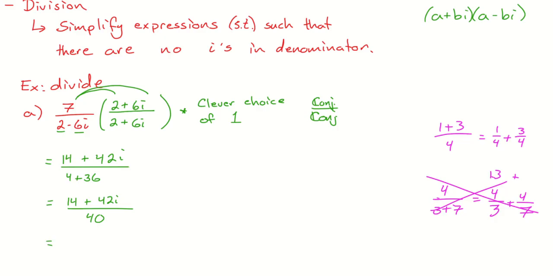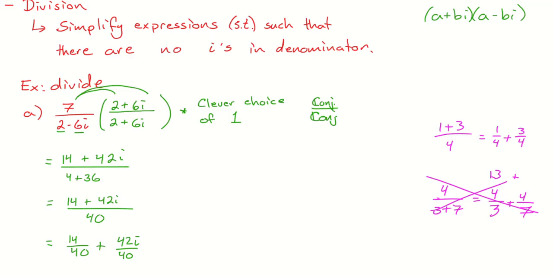Help me split this up then. 14 over 40, there's my real part, my a value, if you will, plus 42 over 40. And whether you put the i right here or in the numerator, your call. Where do you guys prefer it? Numerator? Okay. Is there anything that annoys any of you about this last expression?